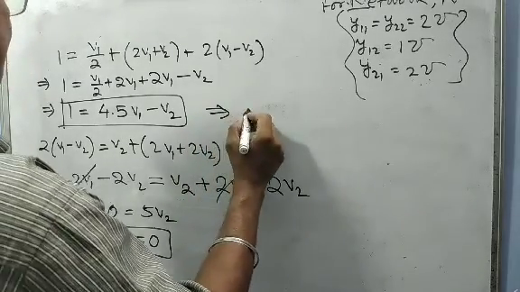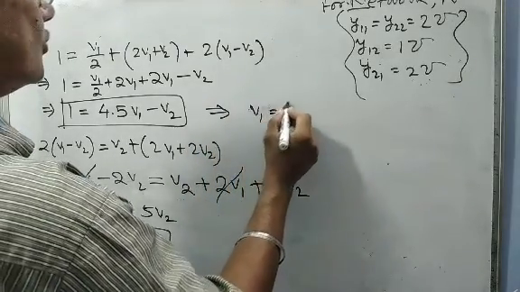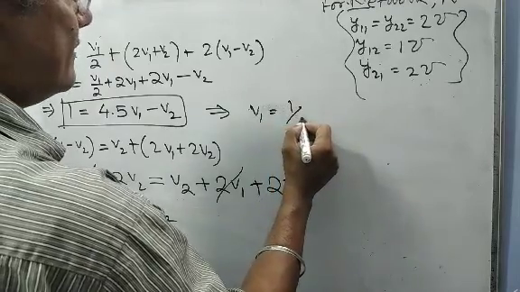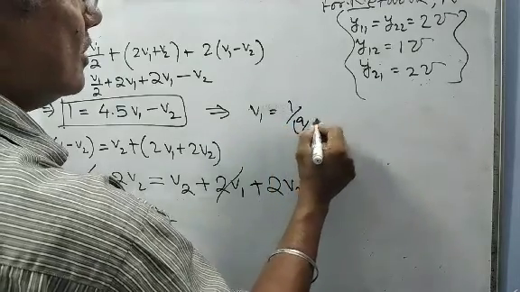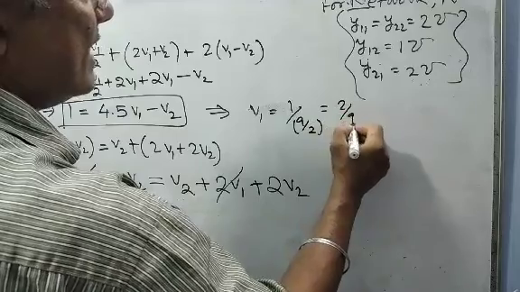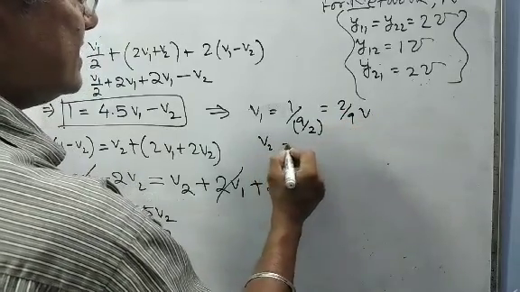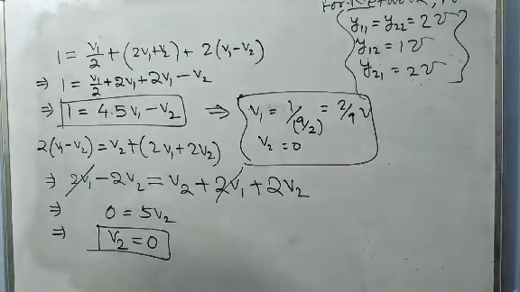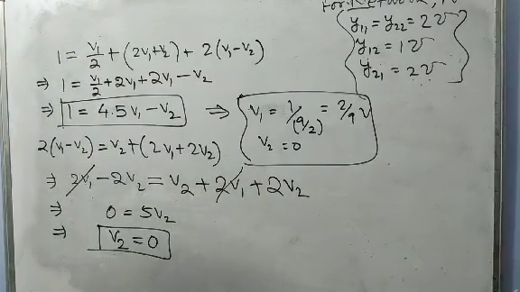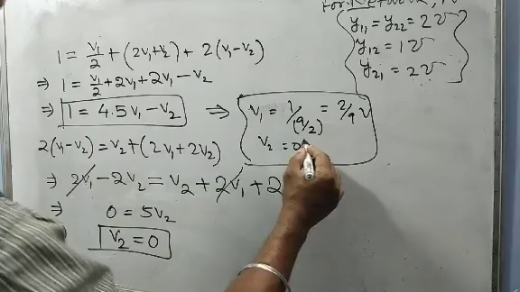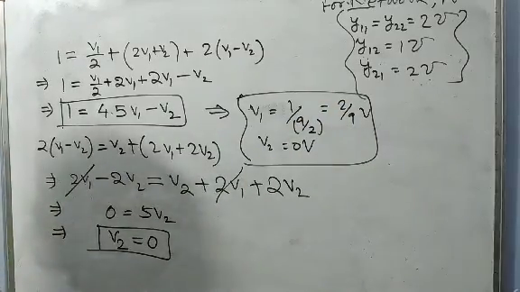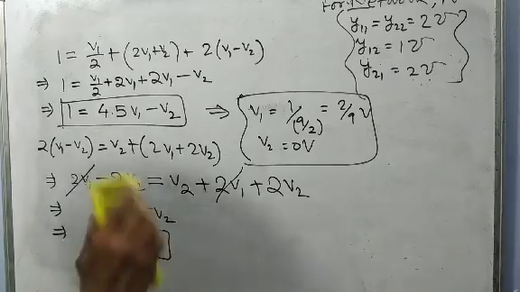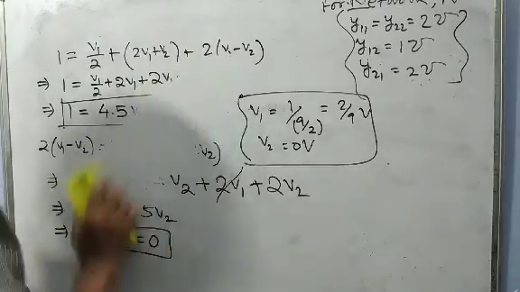It implies V1 equals 1 by 4.5. 4.5 means 9 by 2, so that becomes 2 by 9 volts, and V2 is 0. So this is the answer of this question. V2 becomes 0 volt and V1 becomes 2 by 9 volts. These sort of problems are very interesting and you have to tackle them in this way.